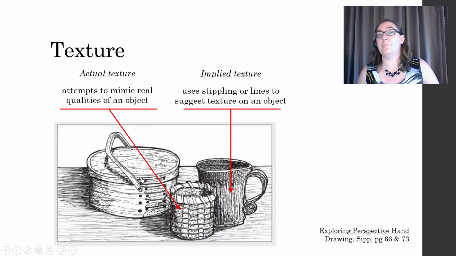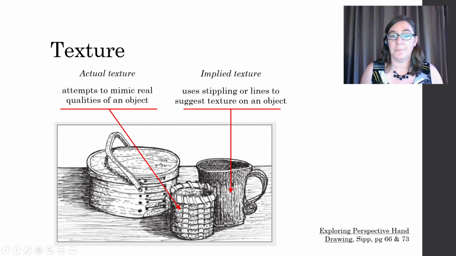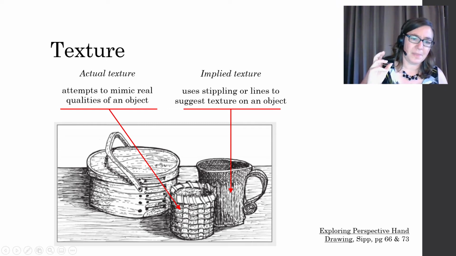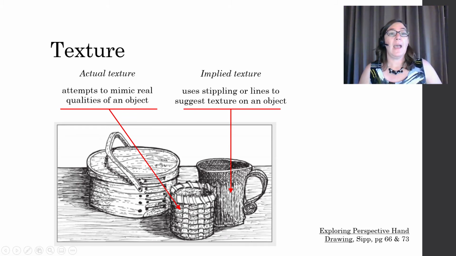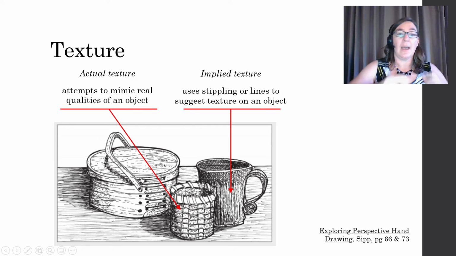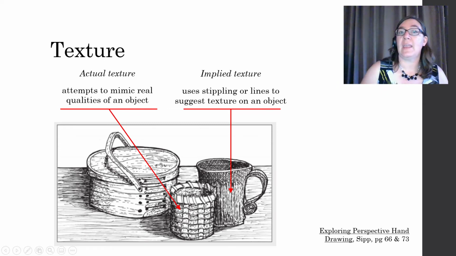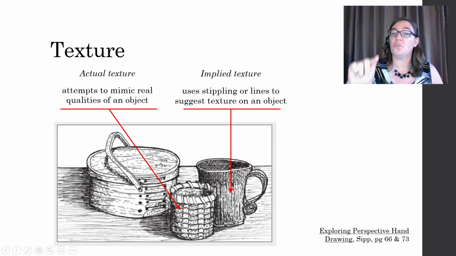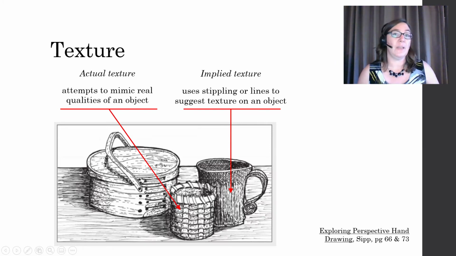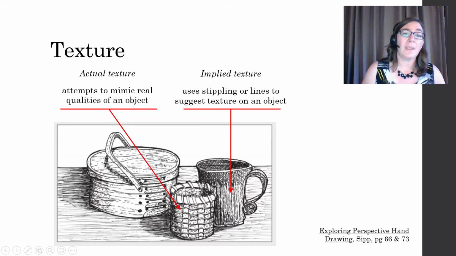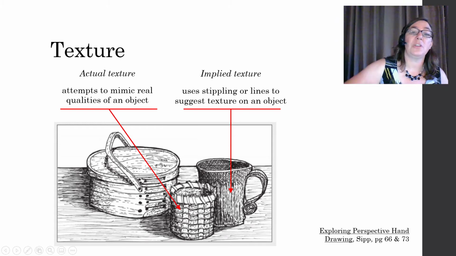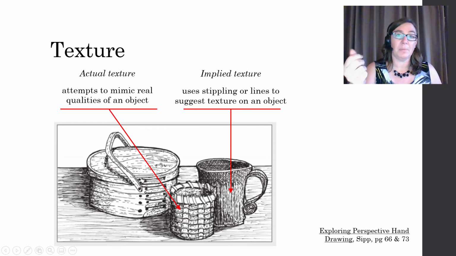Let's see another example, maybe a little easier to understand. You can see that this basket, I think it's a small basket, has an actual texture. If you were to reach out and touch this object, you could trace that texture with your fingers. And the mug to the right has implied texture. It's suggested. If you reached out and touched that mug, you would not be able to feel any of those lines.